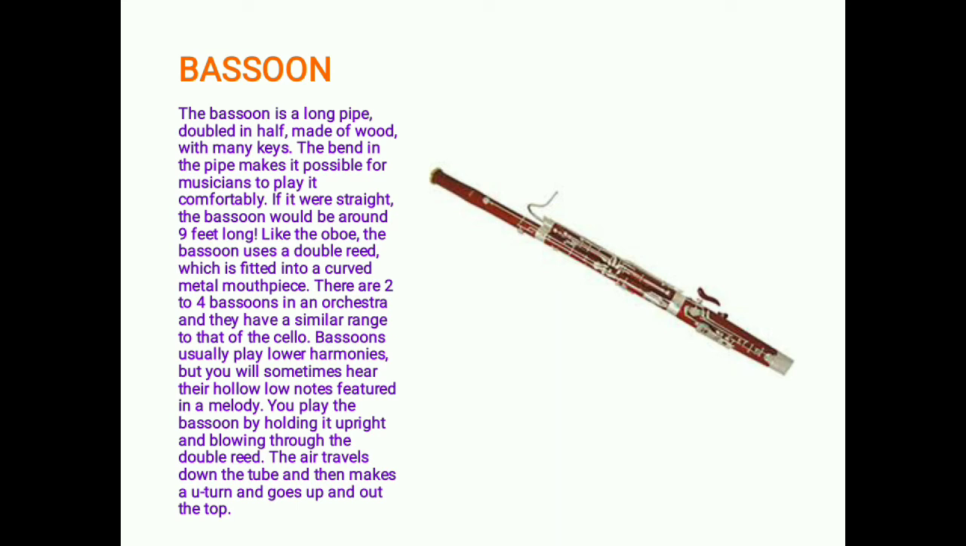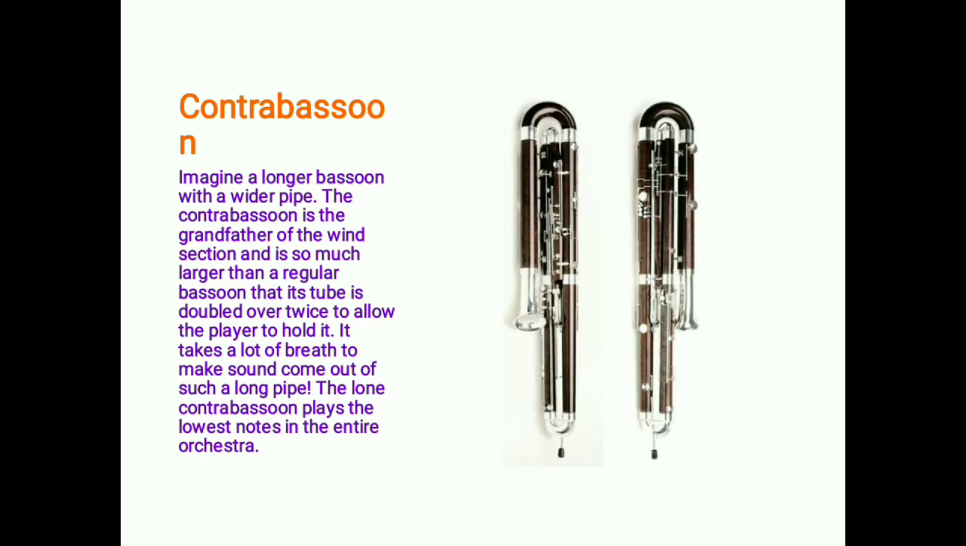There are 2 to 4 bassoons in an orchestra, and they have a similar range to that of the cello. Bassoons usually play lower harmonies, but you will sometimes hear their hollow low notes featured in a melody. You play the bassoon by holding it upright and blowing through the double reed. The air travels down the tube, then makes a U-turn and goes up and out the top.